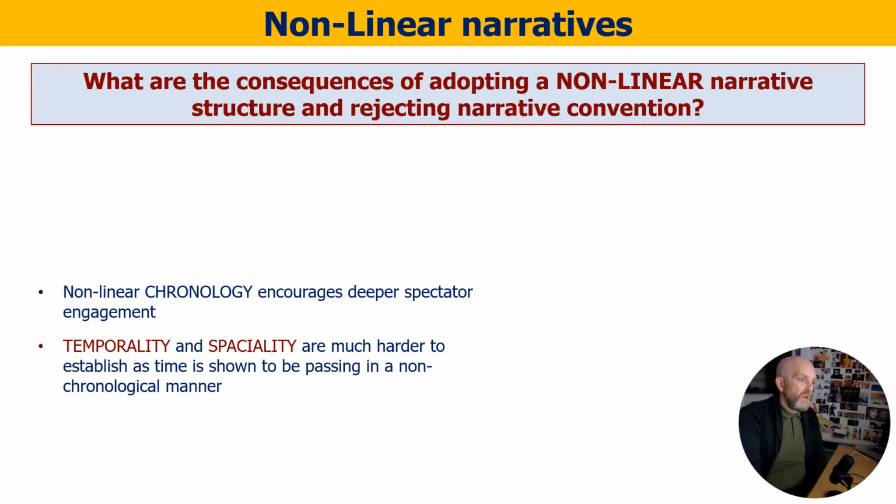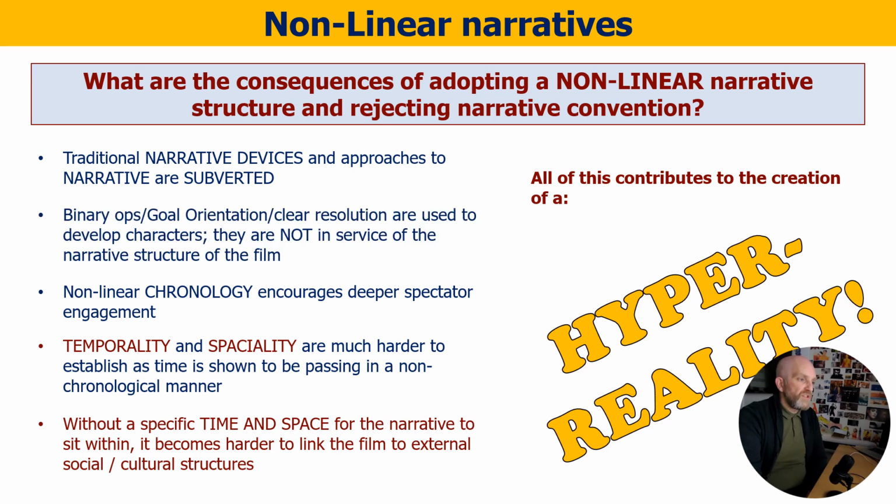Okay, so what are the consequences of adopting a nonlinear narrative? Traditional narrative devices and approaches are subverted. Binary oppositions, goals, and clear resolutions are used to develop characters. They are not in service to the narrative structure of the film. Nonlinear chronology encourages deeper spectatorship and spectator engagement.